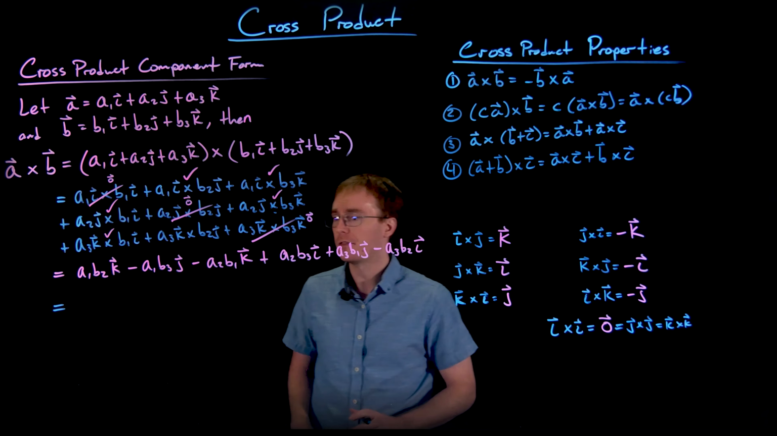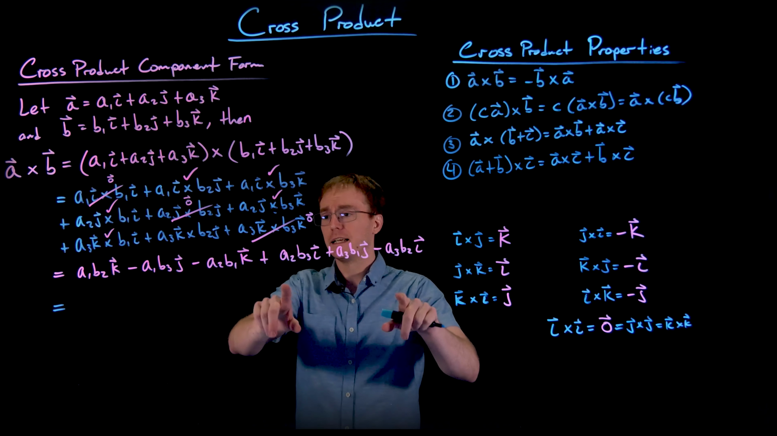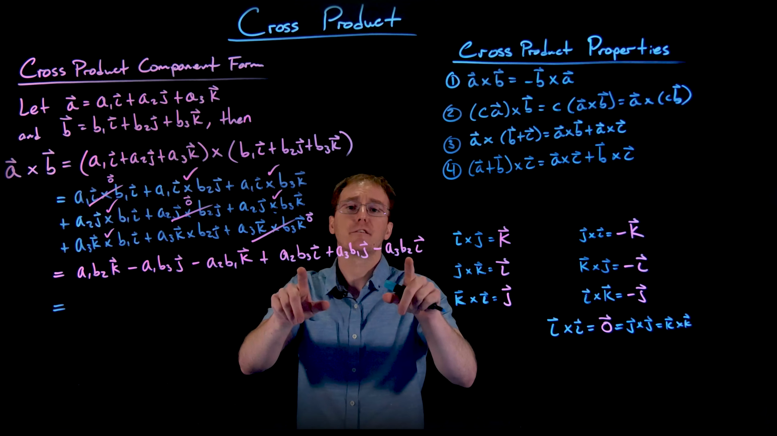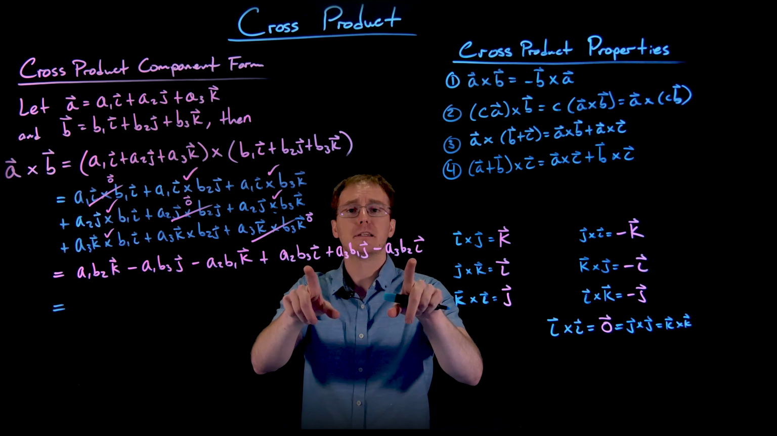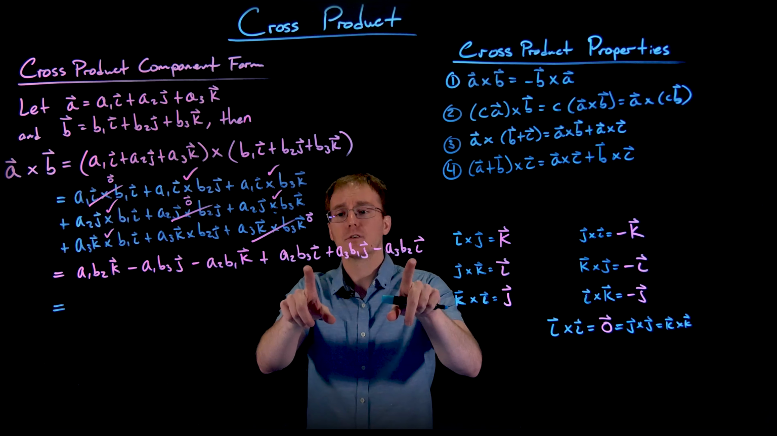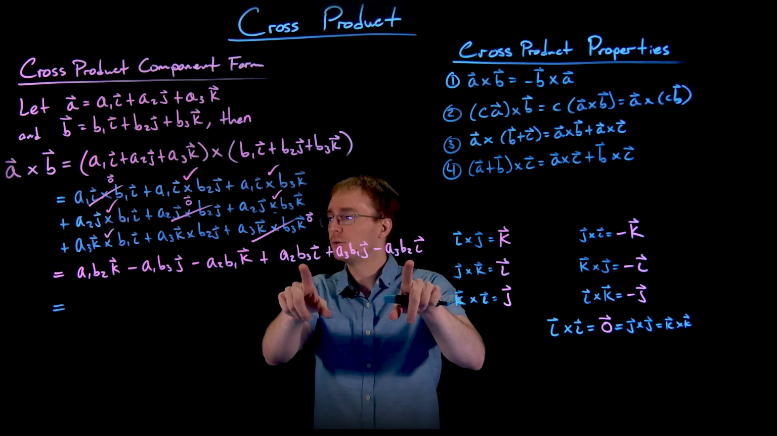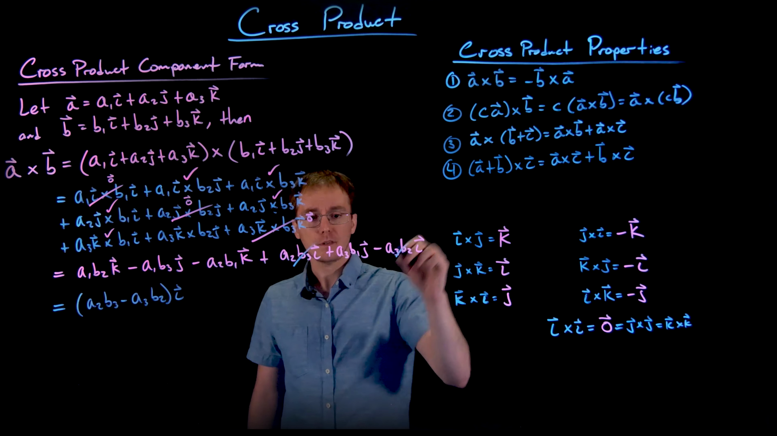Now all we really have to do is combine like terms and wrap this all up. So the first component of our overall vector is going to be the components involving i. And so it looks like we have two i components, and the coefficients are A2B3 minus A3B2. And those are the coefficients in front of our i unit vector. So that takes care of those two pieces.